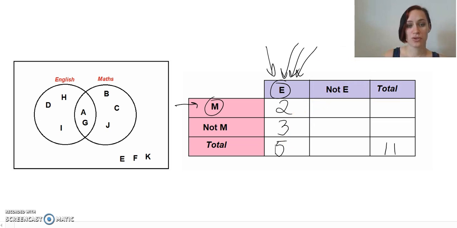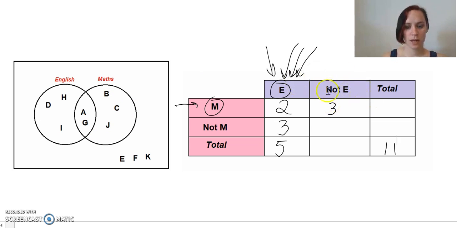Now let's look at the people who don't fit into the English section. So they don't fit into the English circle. They're not liking English. So we've got a choice of people who are not English and maths, or not English or not maths. All right, so the not English people outside of the English circle, but who do like maths. So that is B, C, and J, and that means we have 3 to put in here.